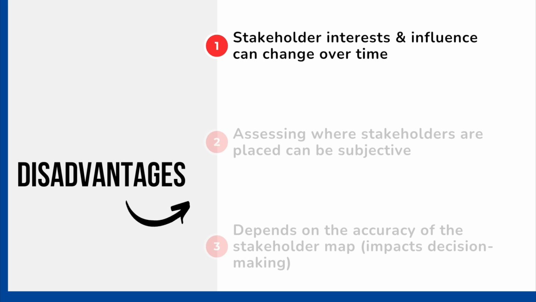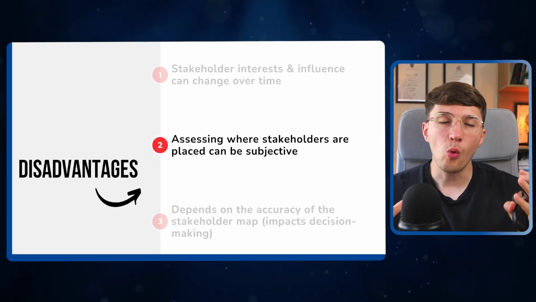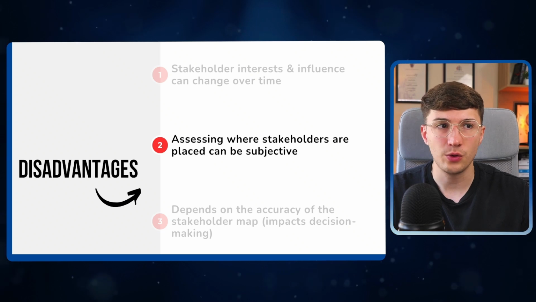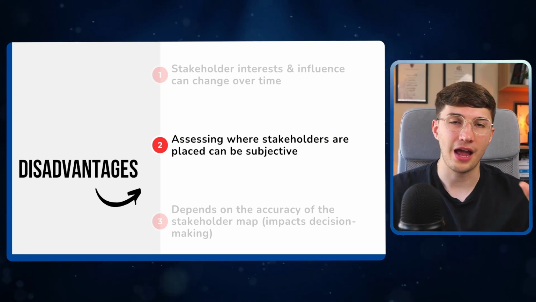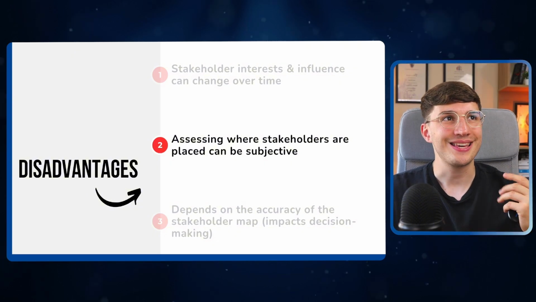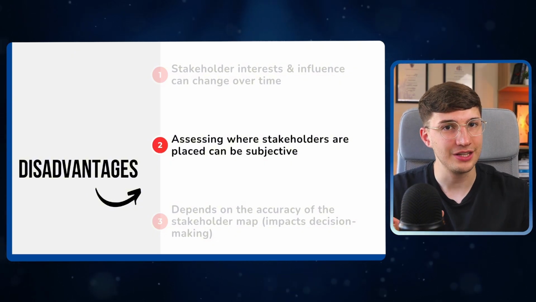First of all, stakeholder interest and influence can change over time. So even though you've managed them and even though you've set them in certain areas of the stakeholder map, that doesn't mean that they will just stay there forever. They will begin to change over time. And we can also make the argument and the evaluation that when we are putting these stakeholders into different areas of the stakeholder map, it can be a bit of a subjective decision.